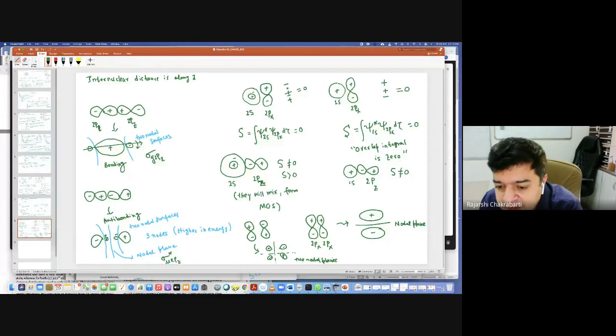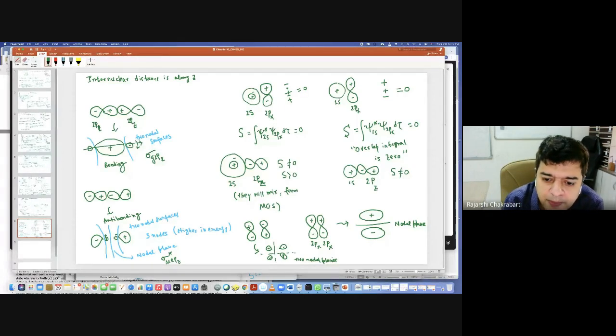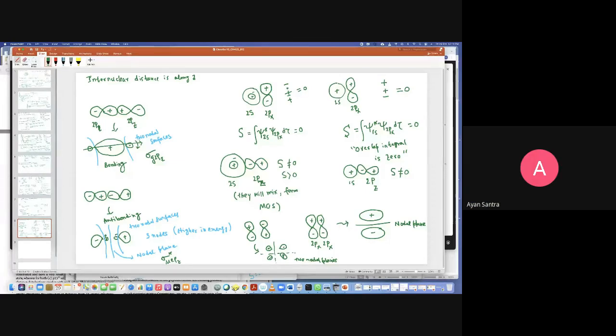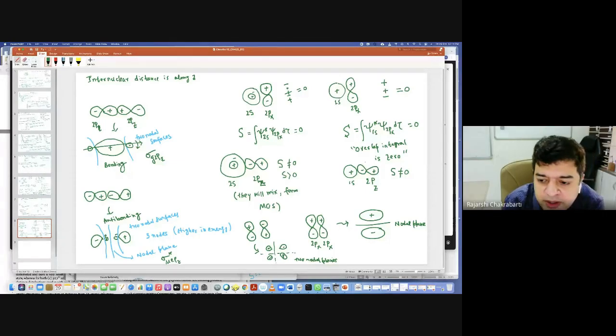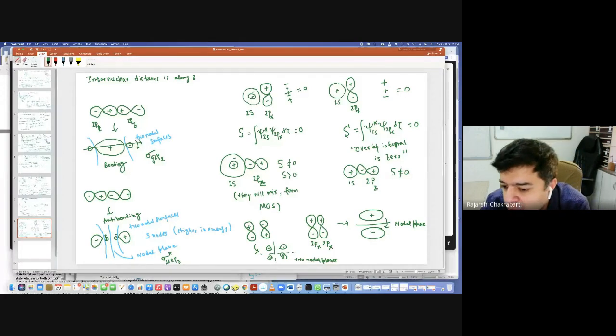Because it doesn't have that cylindrical symmetry. Why? Because they are antisymmetric. Yes, because if I rotate like this, plus will become minus, minus will become plus. It will pick up a minus sign, isn't it? So that's why the same is here. So that's why they're called pi.